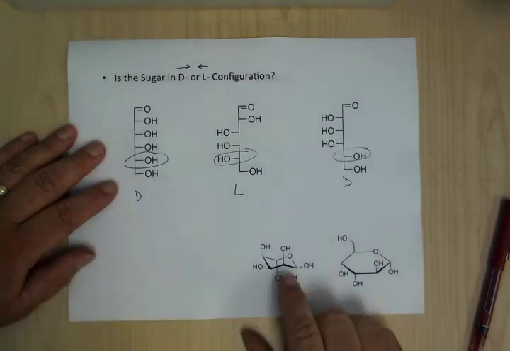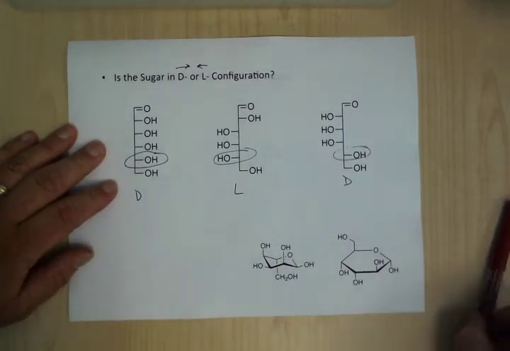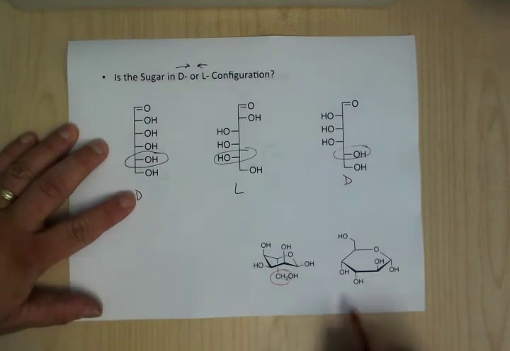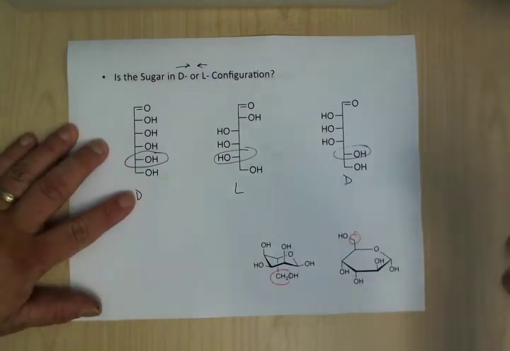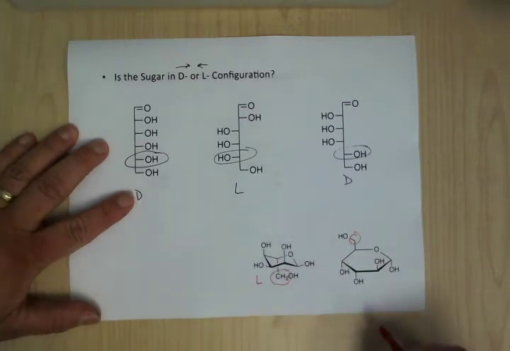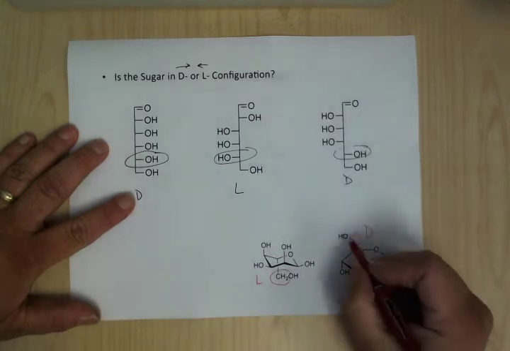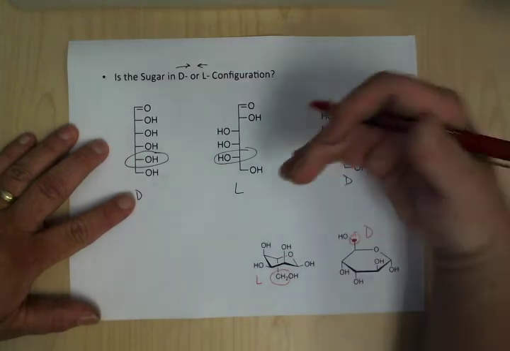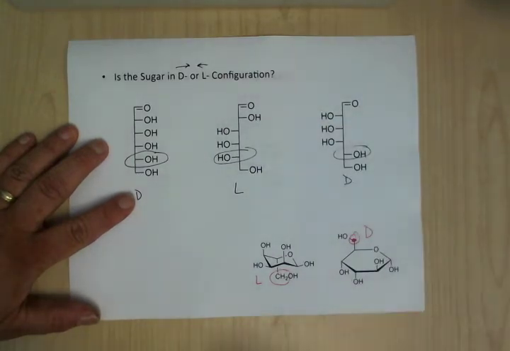Now for cyclic versions, what you're really looking for is this carbon group that's hanging outside the ring. If it's below the ring, it's L. If it's above the ring, it's D. It doesn't matter which way that OH is pointing. It's just, is this carbon group above the ring or below? That's it. That's all you've got to look at.